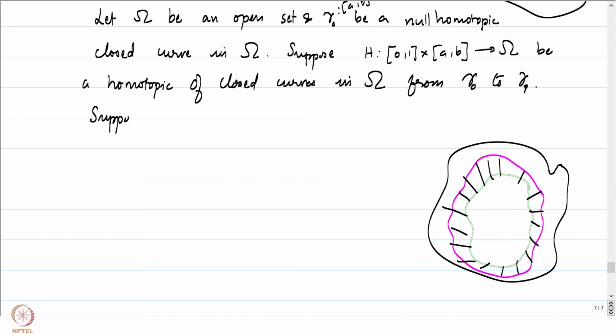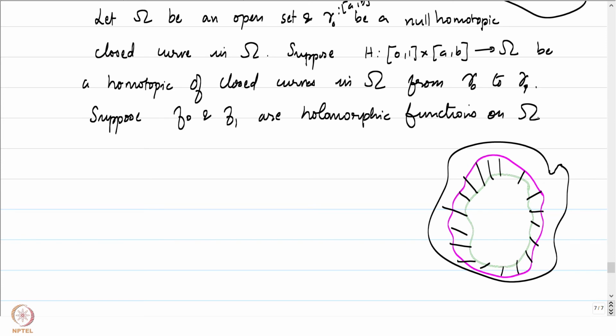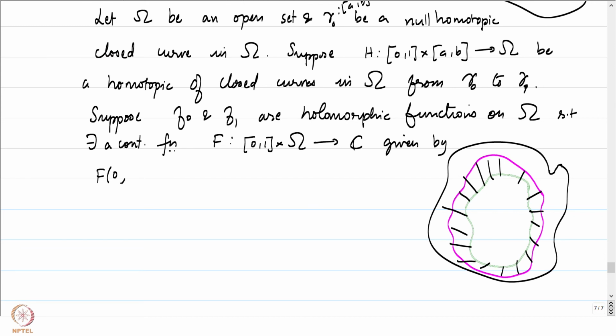Suppose f0 and f1 are holomorphic functions on omega such that there exists a continuous function, let us call this function capital F, from 0 1 cross omega into C, such that F of 0 comma z is equal to f0 of z and F of 1 comma z is equal to f1 of z.